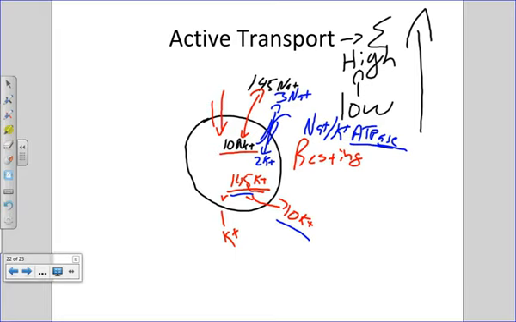So as a result, if we're pumping sodium out, we need to burn energy. Potassium in, we're burning energy as well. The nice thing about this is that these move simultaneously. As sodium is moving one direction, potassium is moving the other. But that's essentially all active transport is: moving against the concentration gradient.